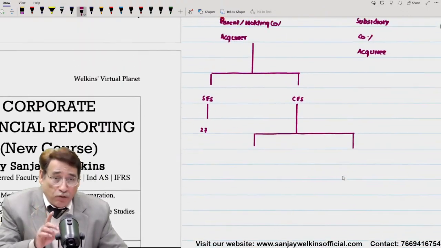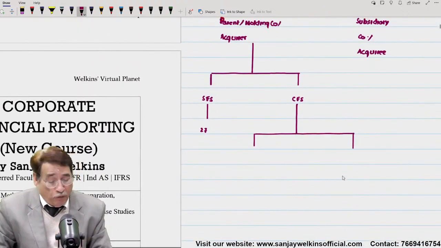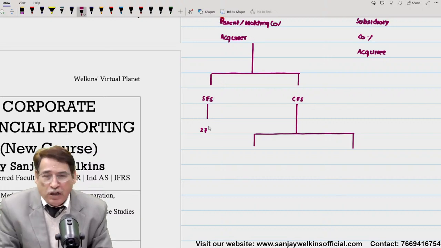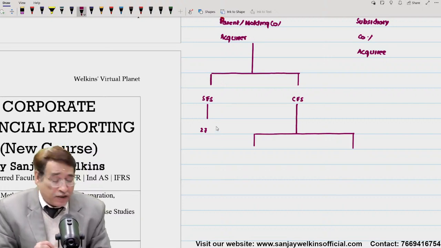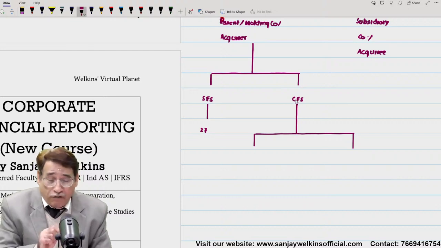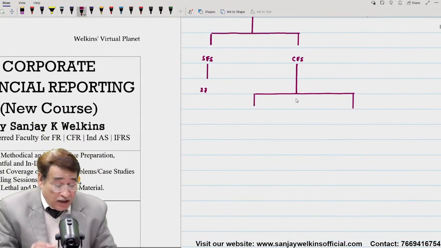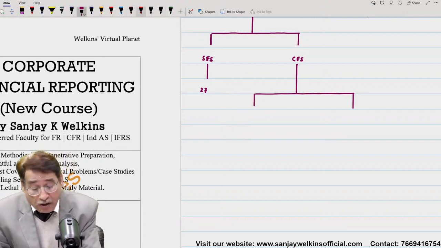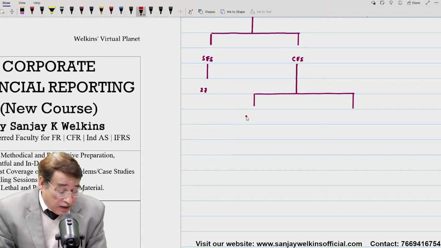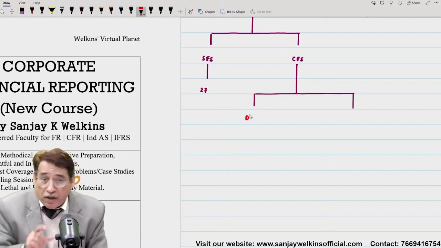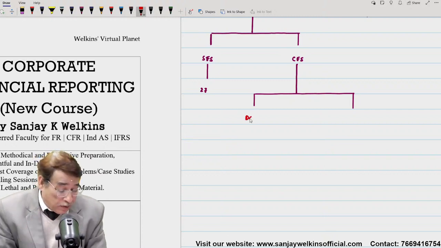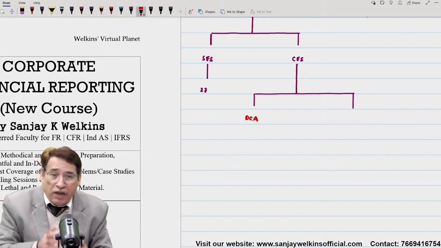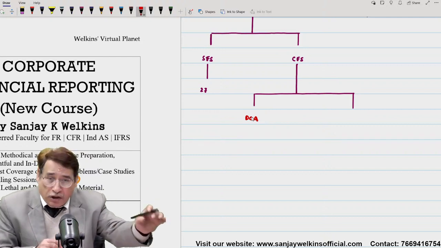In this case, you will have to prepare two types of financial statement. One separate financial statement, as usual, will be prepared in the light of Ind AS 27. However, this time you will prepare consolidated financial statement. See here what I am writing, and this is of paramount importance for you to pay attention. This time, parent company will prepare consolidated financial statement on the date of acquisition. The date of acquisition means the date on which we got the control.